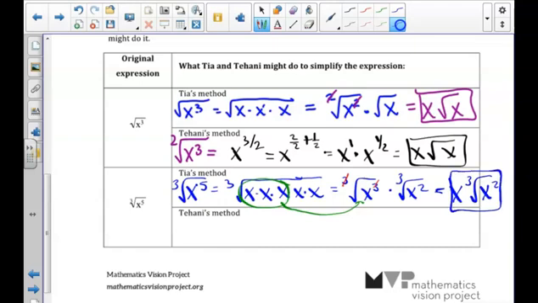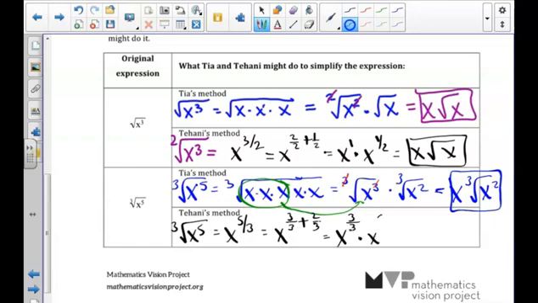So now let's work with Tehani again. Tehani prefers exponents. So if we were to rewrite the cube root of x to the 5th as an exponent, it would become x to the 5/3. And if we break down the fraction 5/3, we can rewrite that as x to the 3/3 plus 2/3. And we know with our properties of exponents that we add the exponents when the base is the same and we are multiplying. So I can rewrite that as x to the 3/3 times x to the 2/3.